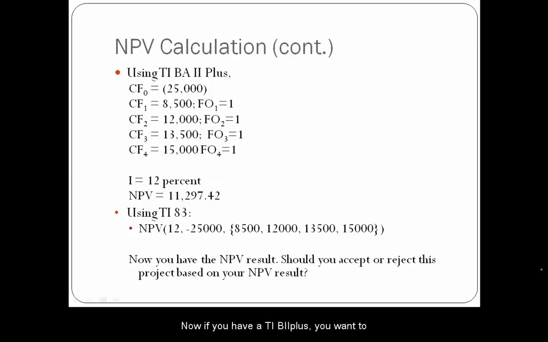Now, if you have a TI BA II class, you want to enter negative $25,000 as CF0, and you want to enter all these cash flows one by one from CF1 to CF2, CF3, and CF4. Here you leave all these F01, F02, F03, F04 as 1, because the F stands for frequency here. So you have one of the 8,500 and one of the 12,000, etc.